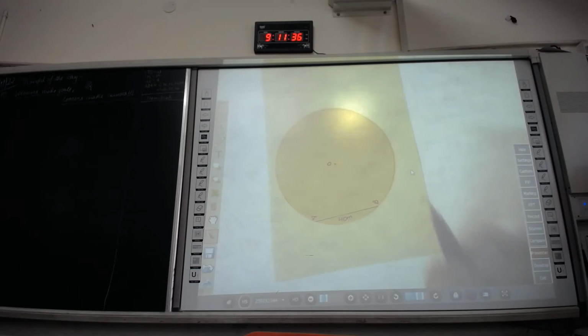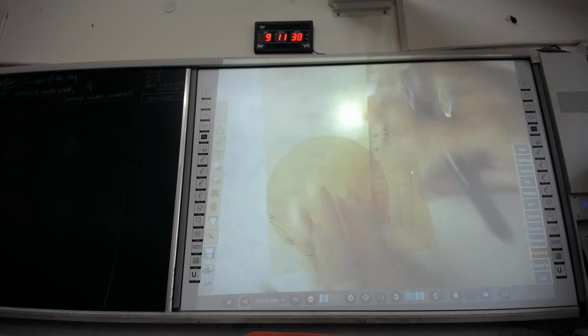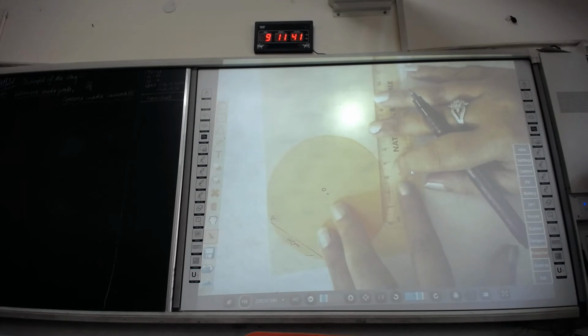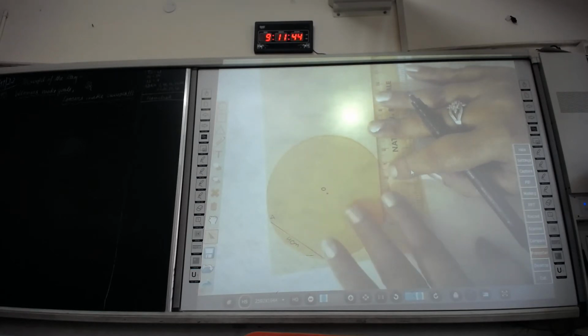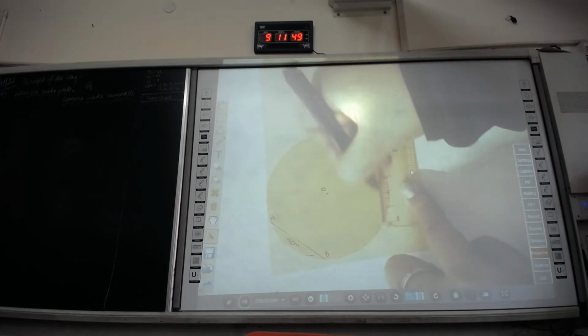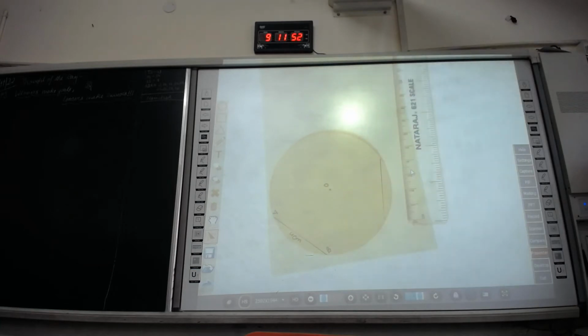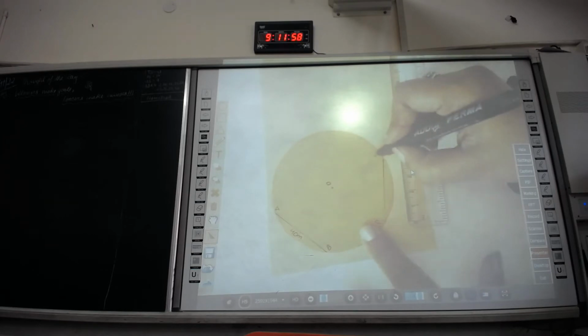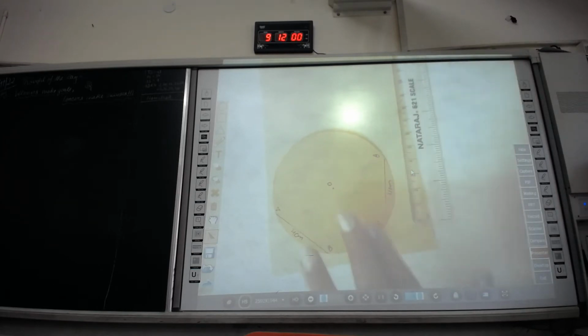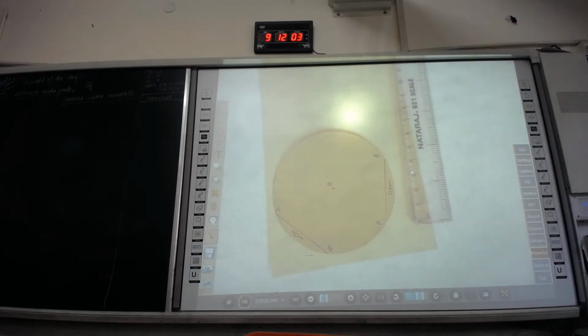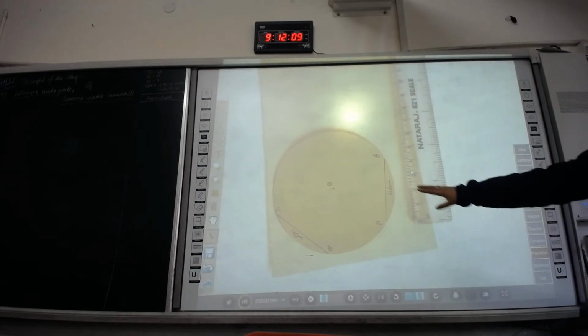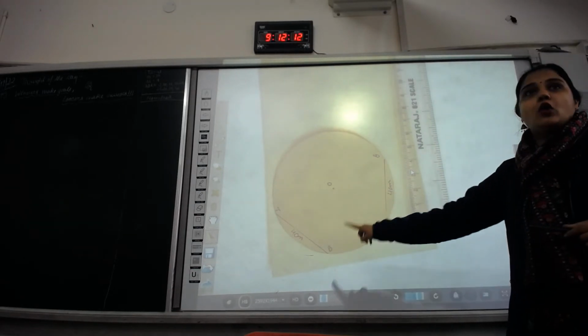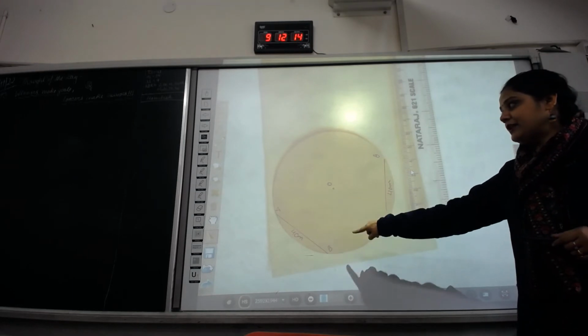Yes, ma'am. Now make another chord of the same length anywhere else in the circle. So I am drawing another chord. Do it side by side, everyone. I am drawing another chord, that is PQ. This is also 4 centimeters long. So this is PQ and this is also 4 centimeters. Now what does the statement say? The statement says equal chords subtend equal angles at the center. Till now we have achieved two equal chords. These are two equal chords. Alright. So let us see the angles subtended by these two chords at the center.